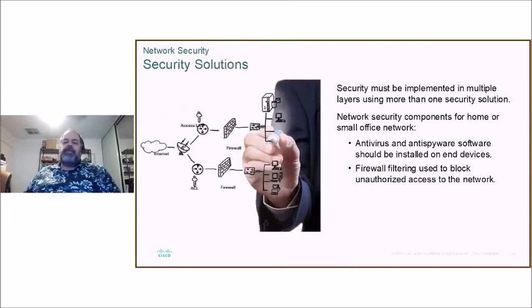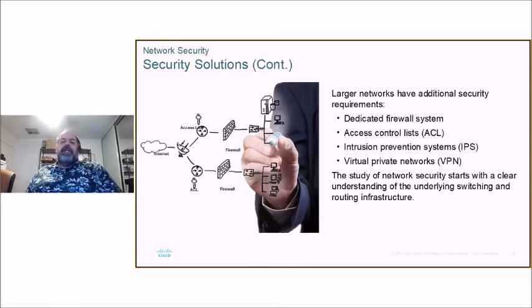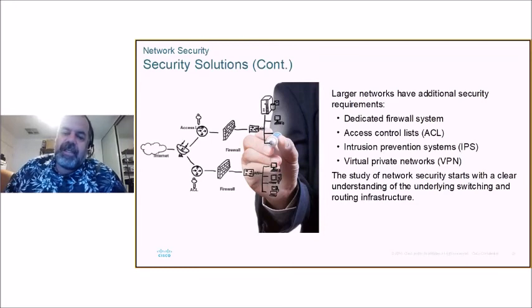They must be implemented in multiple layers using more than one security solution. The security components for home and small office networks can be things like antivirus and anti-spyware software, which should be installed on all end devices, and firewall filtering is used to block unauthorized access to the network. Again, you can do that on hosts as well as the border of your network. Larger networks have additional security requirements, so you might have a dedicated firewall, access control lists, intrusion prevention systems, and virtual private networks. The study of network security starts with a clear understanding of the underlying switching and routing infrastructure.